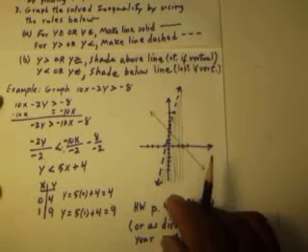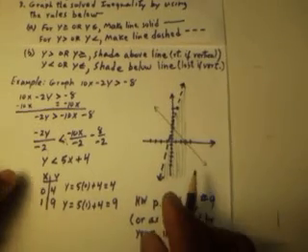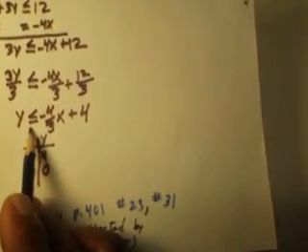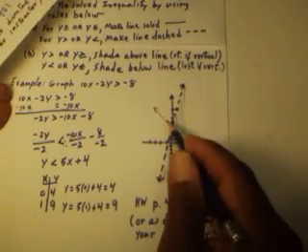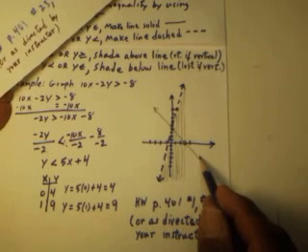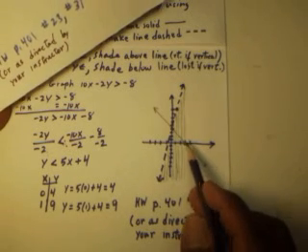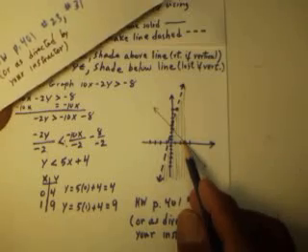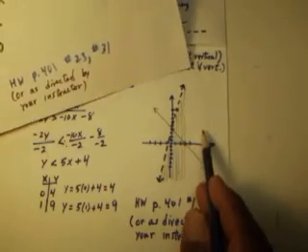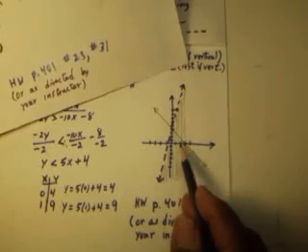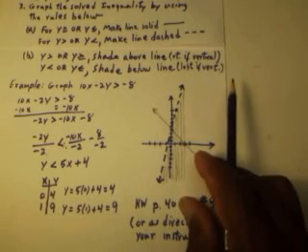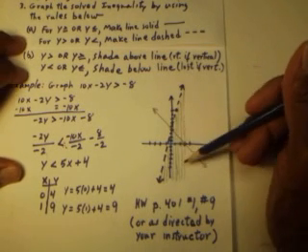So now I ended up with less than or equal to in this case. That means my line will be solid because I ended up with or equal to on there. That means that y can be equal to the line. And I have less than, so I'm going to shade below. If you have less than or equal to or less than, that means that you shade below the line. So I'm going to shade below this line.